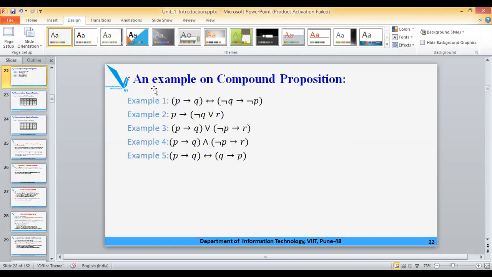You can solve more examples. These are given to you. So this is all about the compound proposition. In summary, compound propositions are combinations of simple propositions connected by logical connectives. There are five logical connectives.